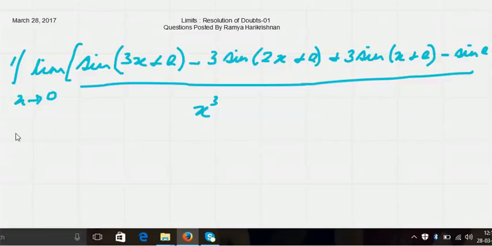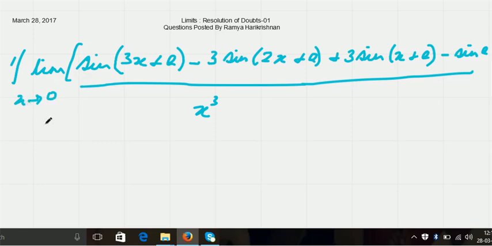Hi, we will solve this problem. Limit of sine(3x + a) minus 3 sine(2x + a) plus 3 sine(x + a) minus sine a, upon x cube. What is this limit?